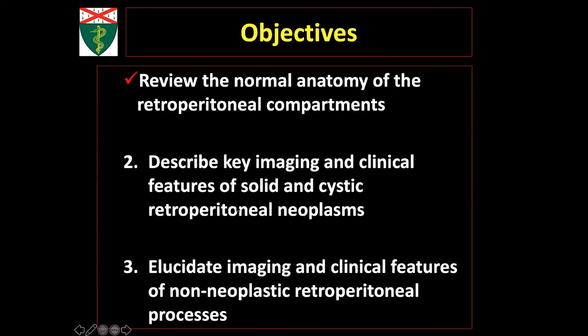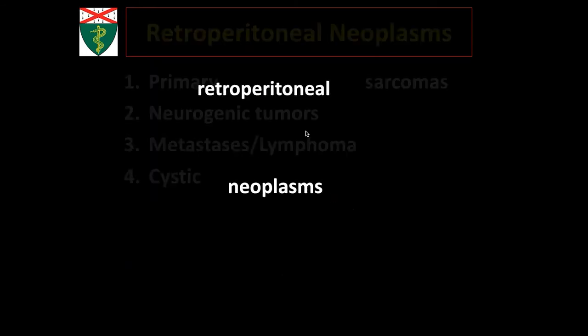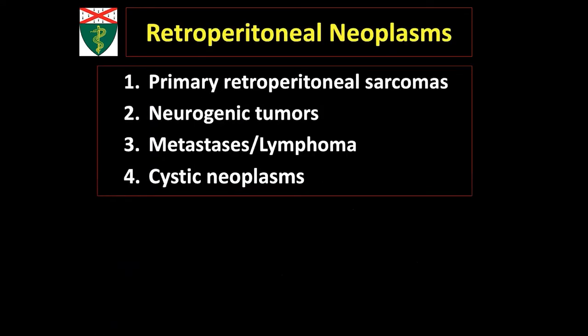So now let's move on to talking about retroperitoneal neoplasms. There are a lot of retroperitoneal neoplasms, and really no talk or paper would be exhaustive enough to cover every single thing that can occur. So I'm just going to touch upon several of them.